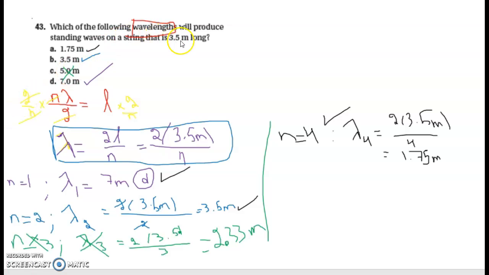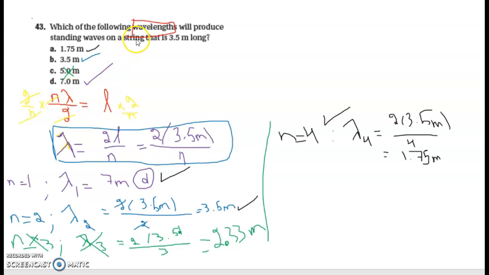Which of the following wavelengths will produce standing waves on a string that is 3.5 meters long? We know that the standing wave is the resultant of the superposition of two propagating waves that have the same wavelength. Along a string whose length is given, there are many possibilities for a standing wave to take place, but the wavelength should satisfy the following condition: n lambda over 2 is equal to L.